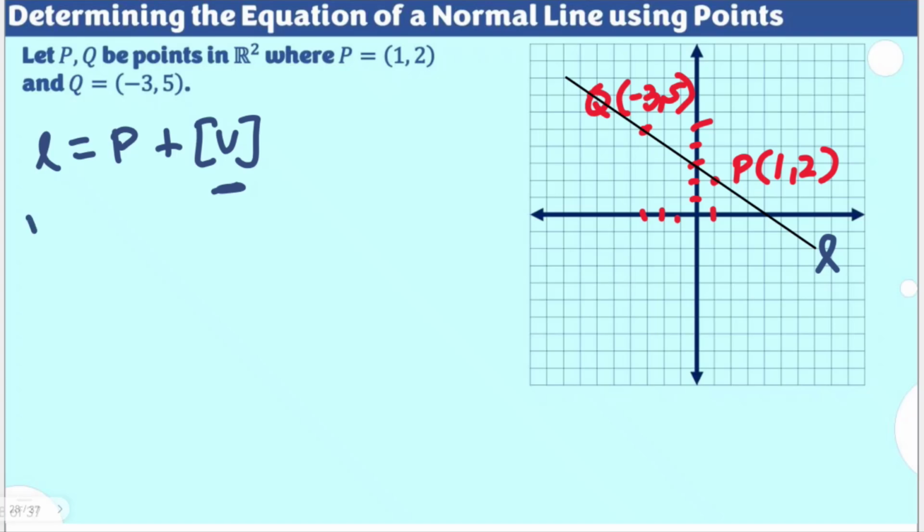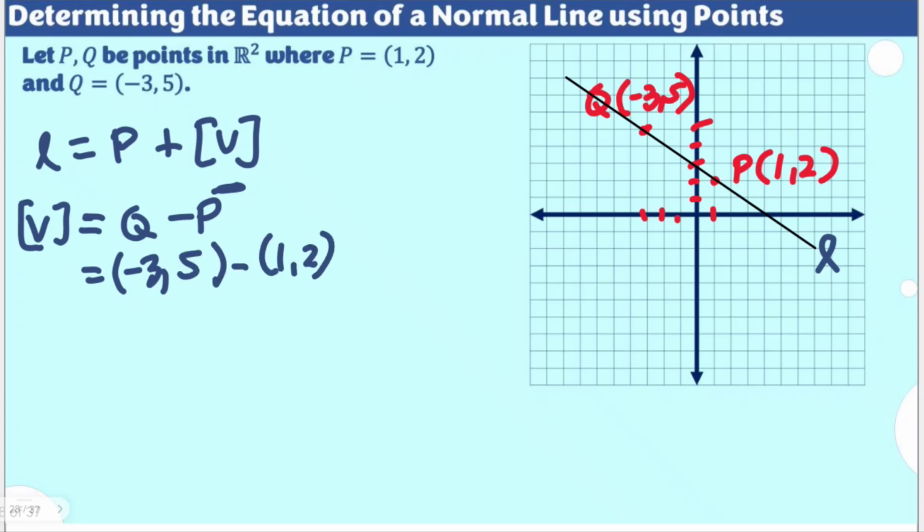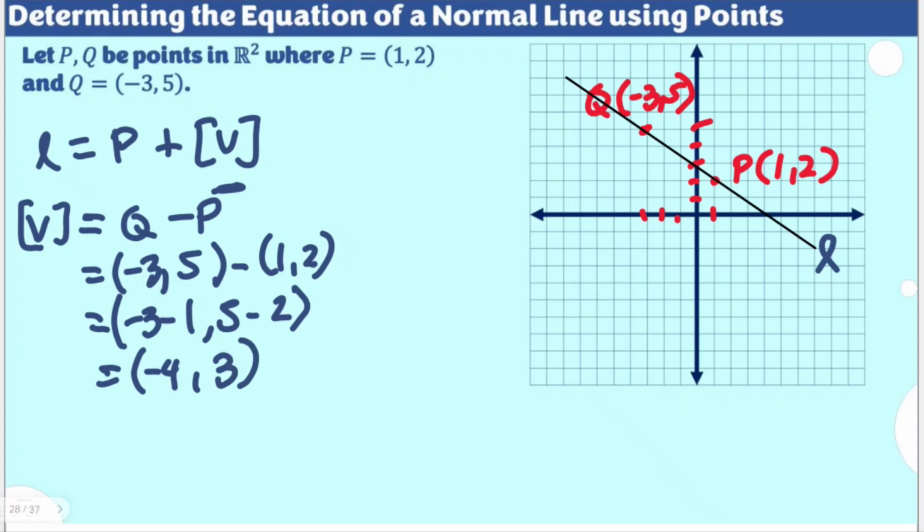Take note that our vector V using these 2 points can be determined by Q minus P components. You have (-3, 5) minus (1, 2). So you have -3 minus 1, 5 minus 2. You will have -4 and positive 3. But since it's a vector, let me use brackets here to differentiate the notation from a certain point. This is still the direction vector of your line L. So the vector is [-4, 3].